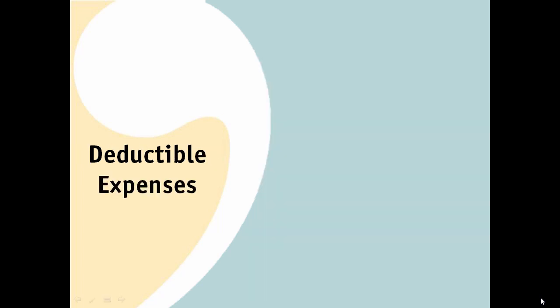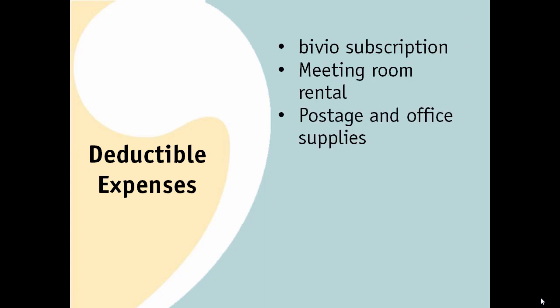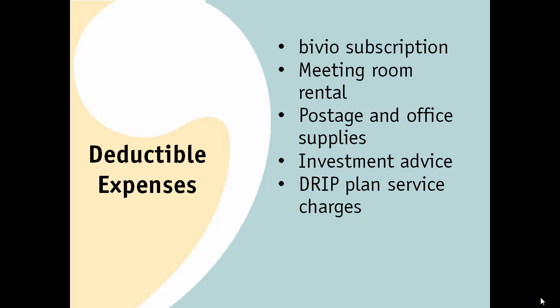Deductible expenses include things like your bivio subscription, meeting room rental, postage and office supplies, fees paid for counsel and advice about investing, which could include a club subscription to Manifest Investing or Value Line, and dividend reinvestment plan service charges. These are the charges that are subtracted before the funds are used to purchase stock. If you have a safe deposit box, any percentage that is used for investment related activities is deductible. If you have a question about whether something is deductible, refer to Publication 550.